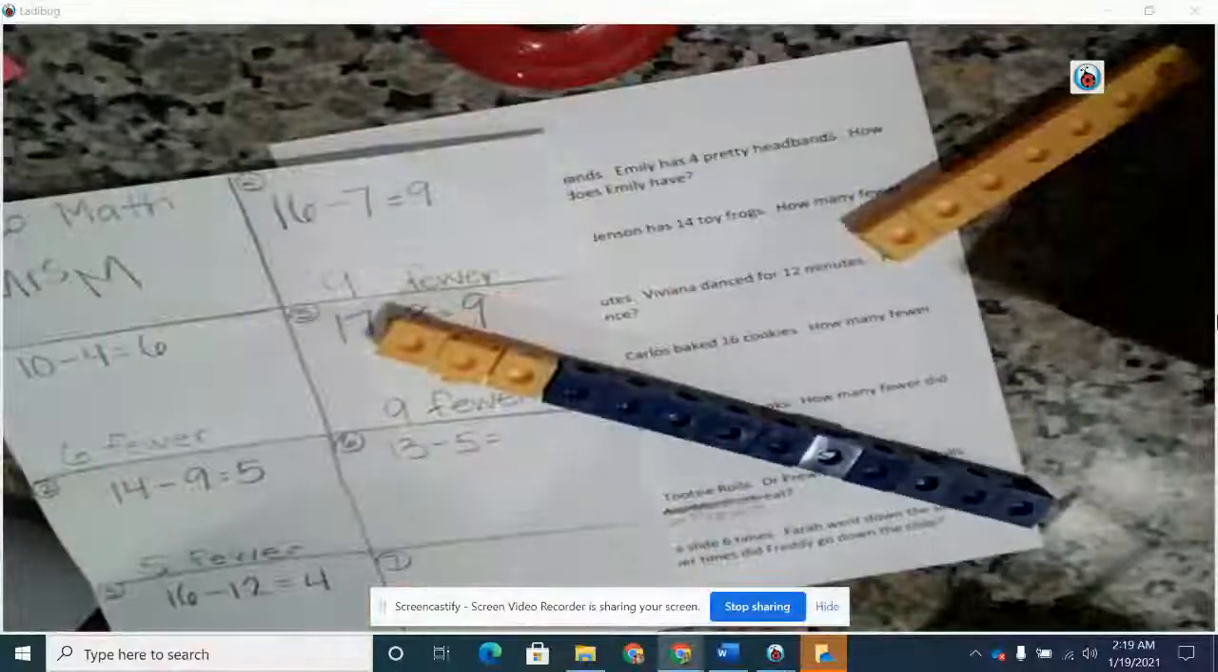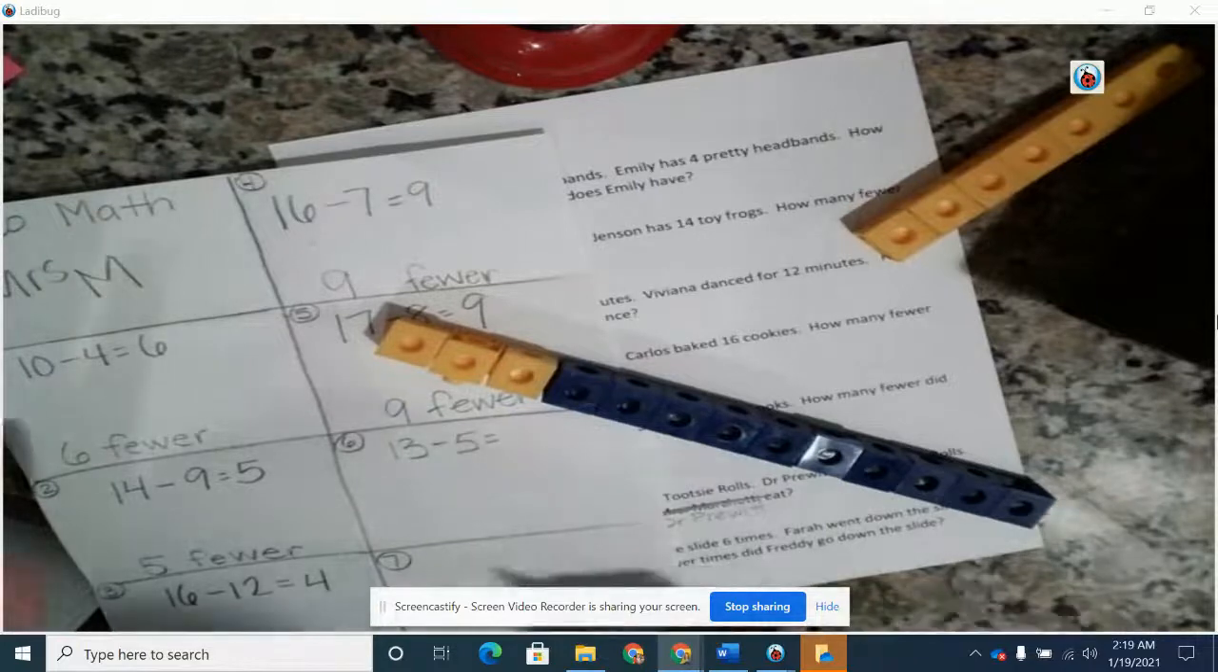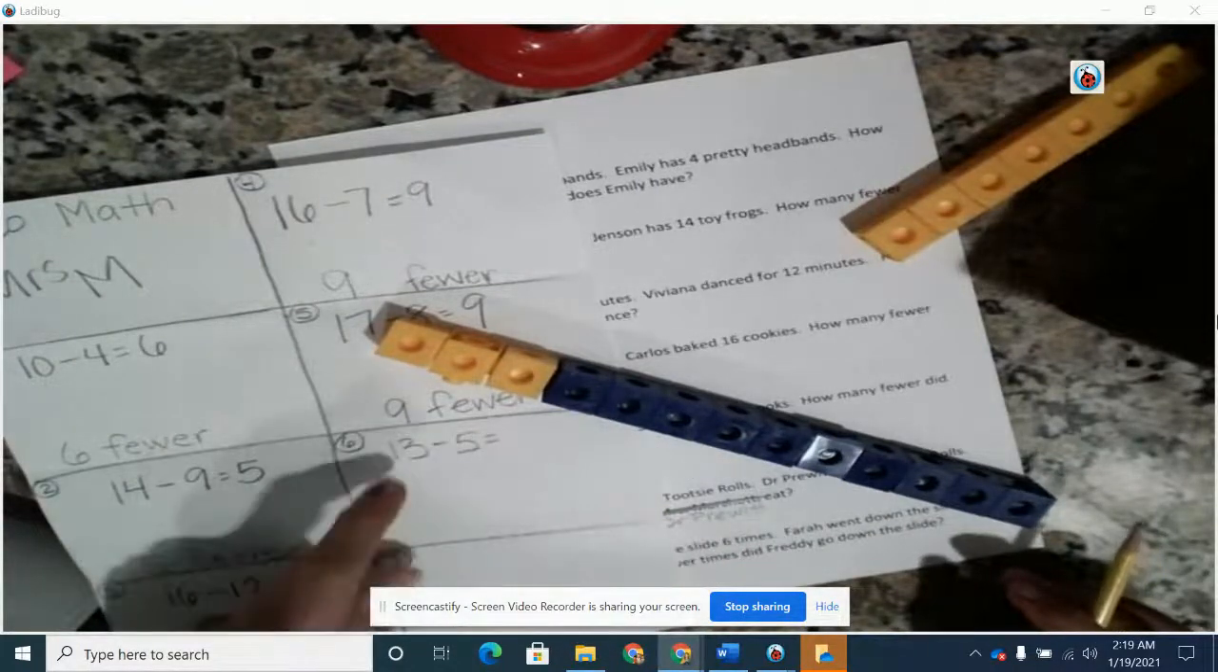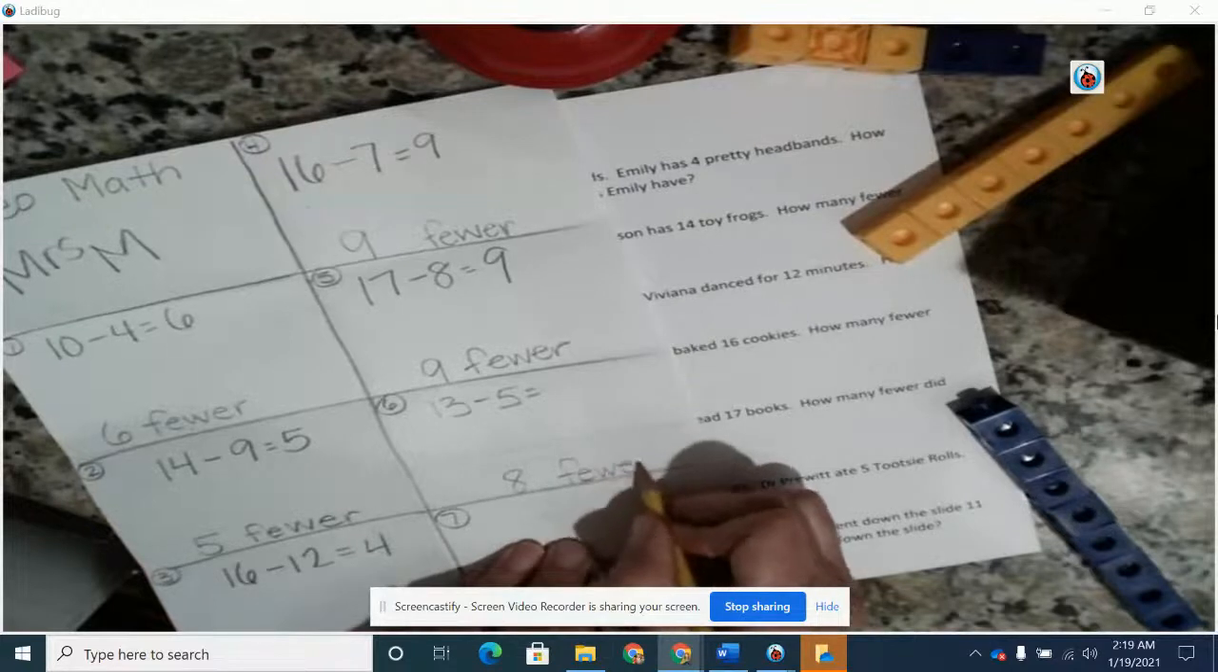I can if I want to, but I have learned now that to find the difference, all I have to do is take them off and take it away. So I'm going to take away 5. 1, 2, 3, 4, 5. And that leaves me with 1, 2, 3, 4, 5, 6, 7, 8. So 8. And I'm going to write fewer again. 8 fewer Tootsie Rolls is what Dr. Pruitt had. Haha, I had more.